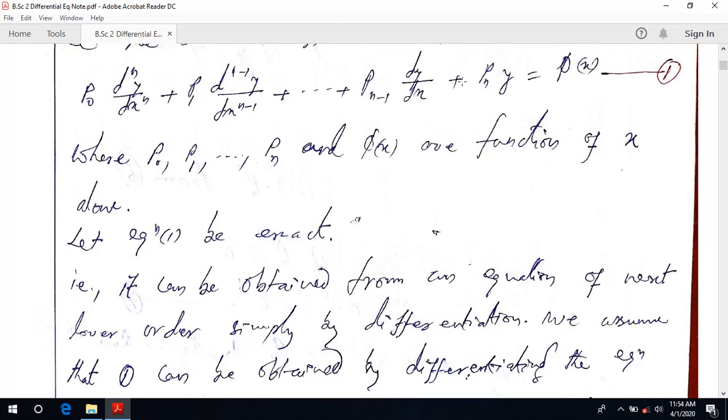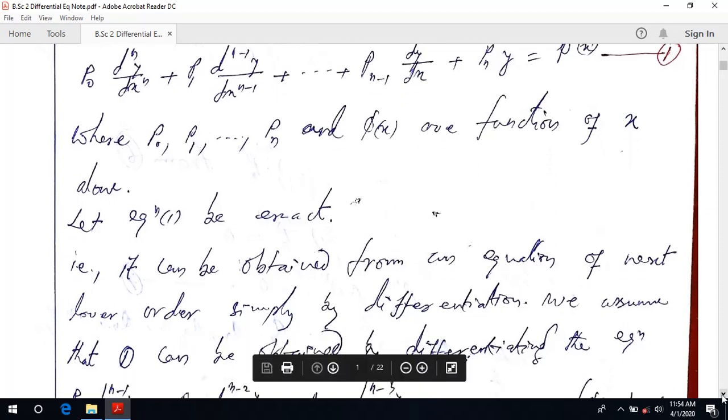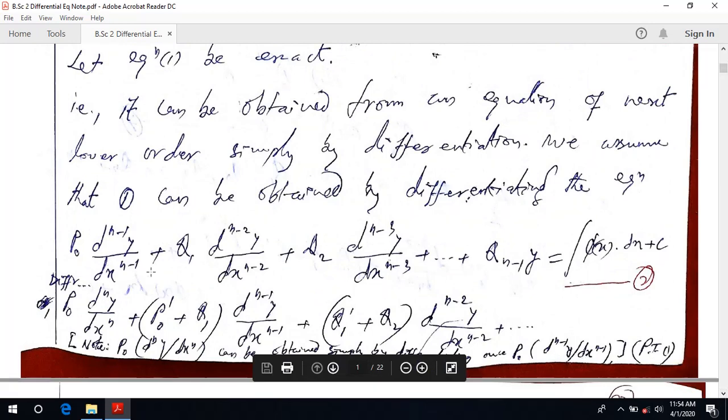This is of order n. If this is an exact differential equation, then it must be obtained from a differential equation of order n minus 1. So this is of order n minus 1. That means on differentiating this equation 2, we must get equation 1. On differentiation, this constant term will become 0 and this integration symbol will also be removed. And finally we will get equation 1. Up to here it is our hypothesis.